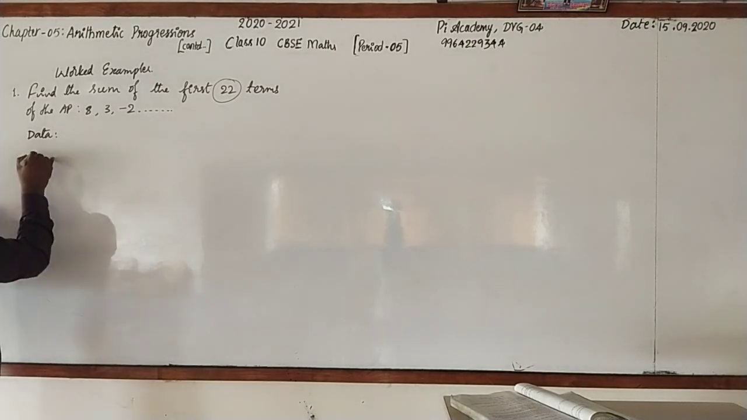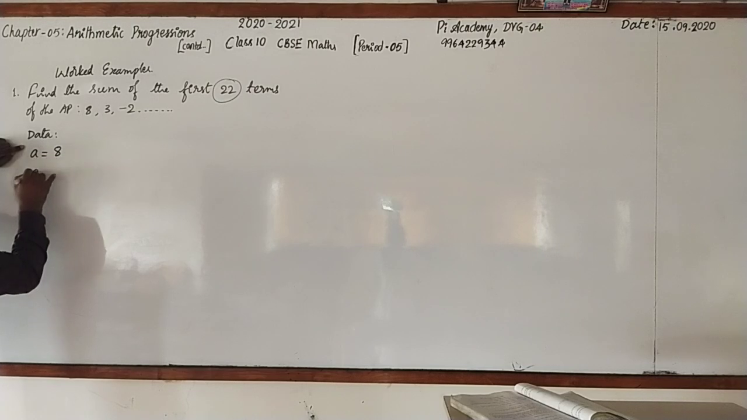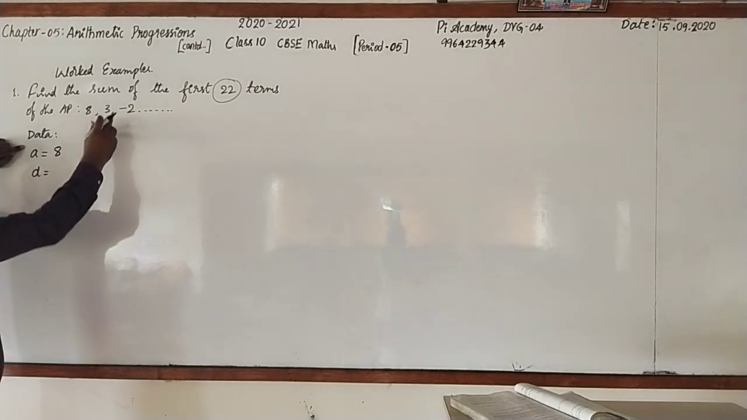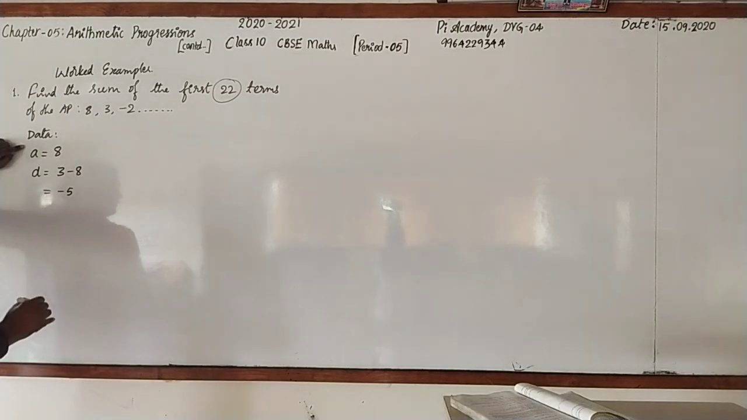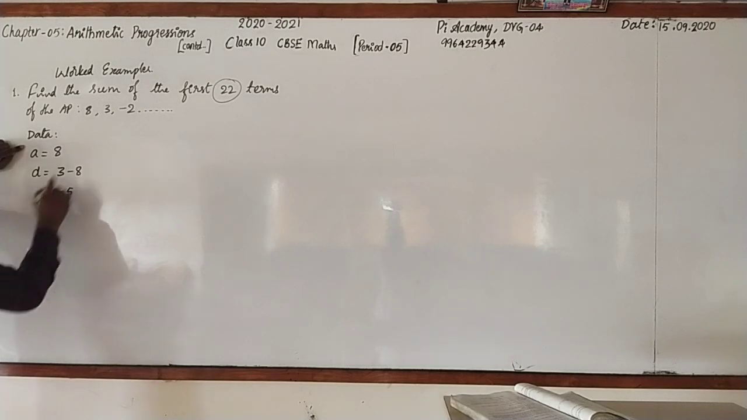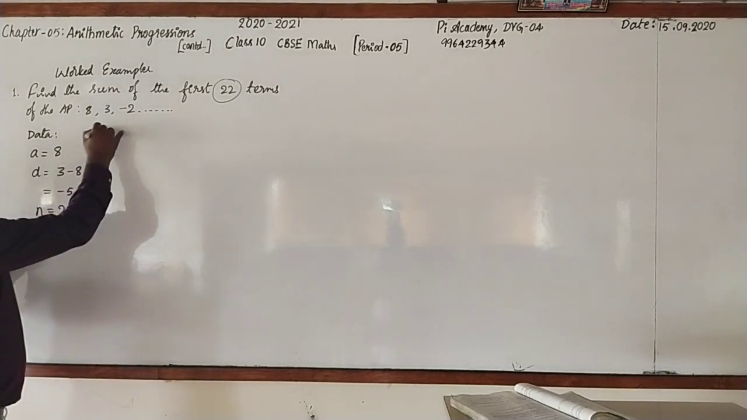Here I'll write a, the first term. What is the first term? 8. Then the common difference, how do you write? It is second term minus first term. 3 minus 8, it is minus 5. Got it? Next, what does 22 indicate? It is n. There are 22 terms, and you are going to find the sum of these 22 terms. That is Sn or S22.